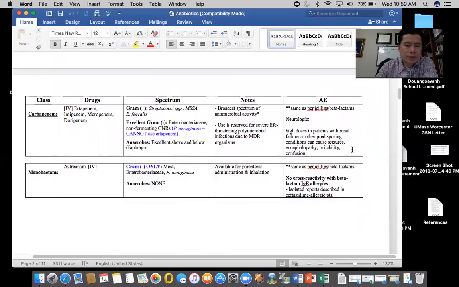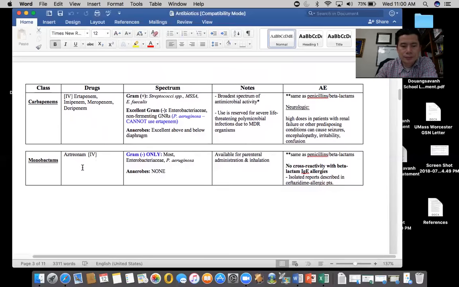I want to say Zyvox is the brand name for this. So you'll see that it's usually for gram-negative rods. It can be given parenterally or by inhalation. No cross sensitivity with these and the beta-lactam IgE allergies.